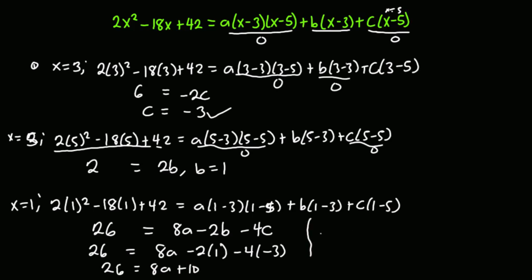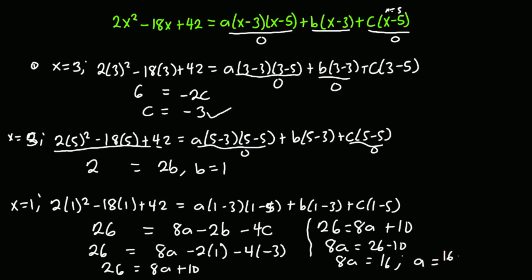So what will happen here is that we have 26 is equal to 8a plus 10. And so 8a will give us 26 minus 10. And so we have 8a is equal to 16. And by this, a is equal to 16 on 8, which will give us 2. And therefore, the values are a is equal to 2, b is equal to 1, and c is equal to negative 3.